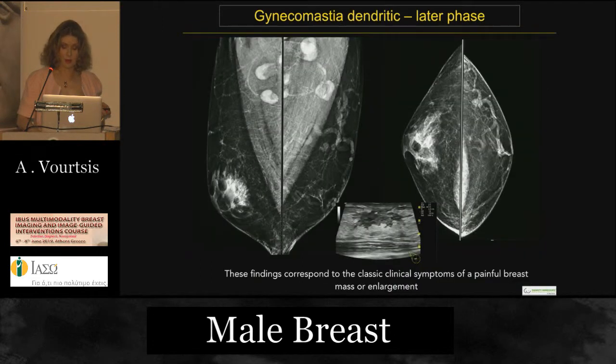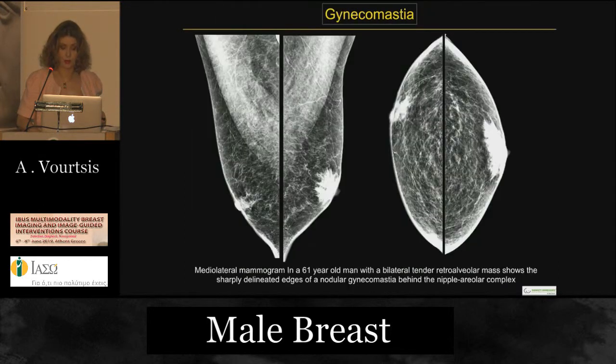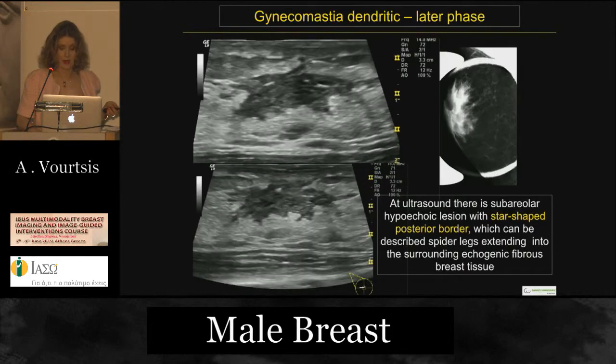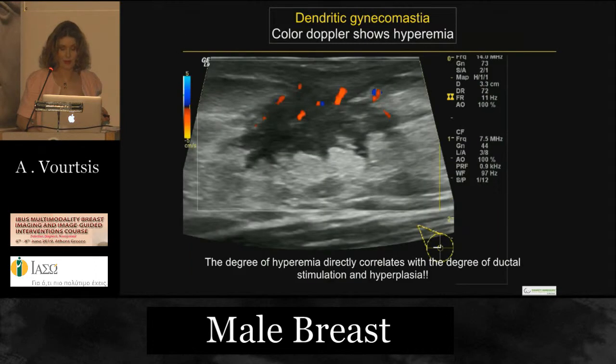Here is the corresponding breast ultrasound. And this type of gynecomastia is more difficult to differentiate from breast cancer if it is located only on one side of the breast. More images of the dendritic gynecomastia, how it appears on ultrasound. You can see the star shape on the posterior border of the image. And again, vascularization might be present, so differentiation of these lesions from cancer is sometimes impossible.